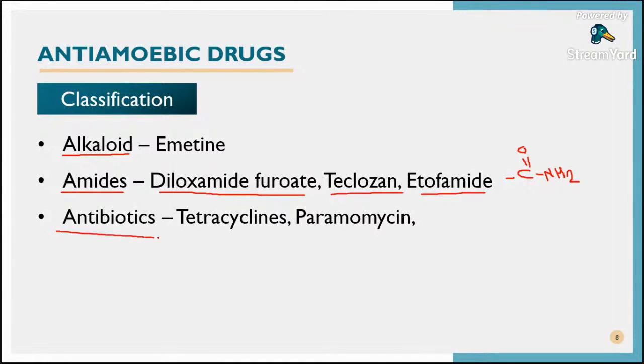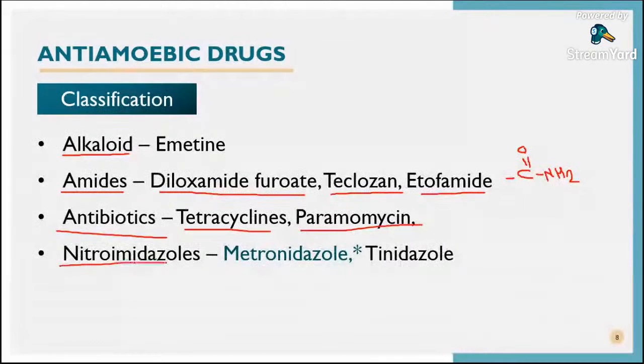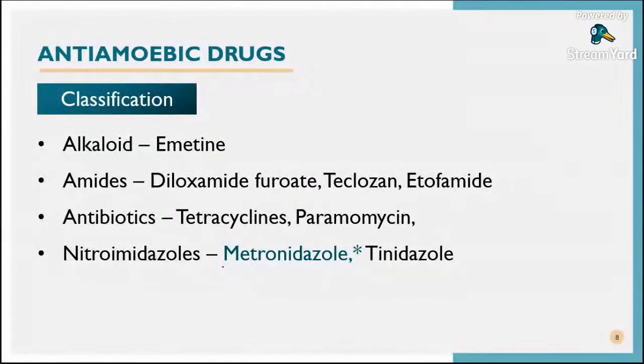Next class is antibiotics. For example, tetracyclines and paromomycin. Next class is nitroimidazoles. For example, metronidazole and tinidazole. I have written metronidazole in another color and marked it with an asterisk or star. It means that you need to study the structure of metronidazole.